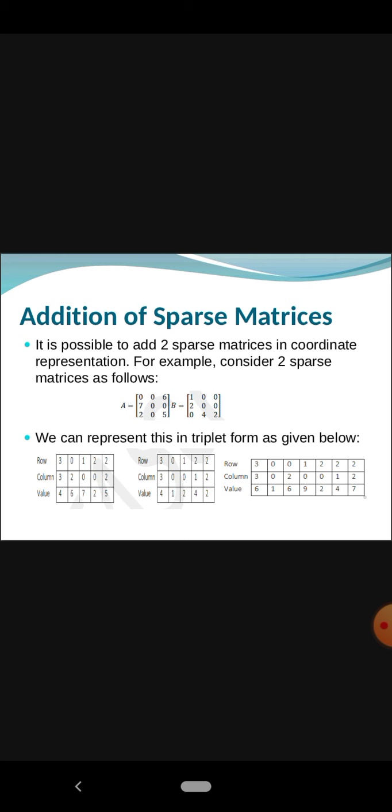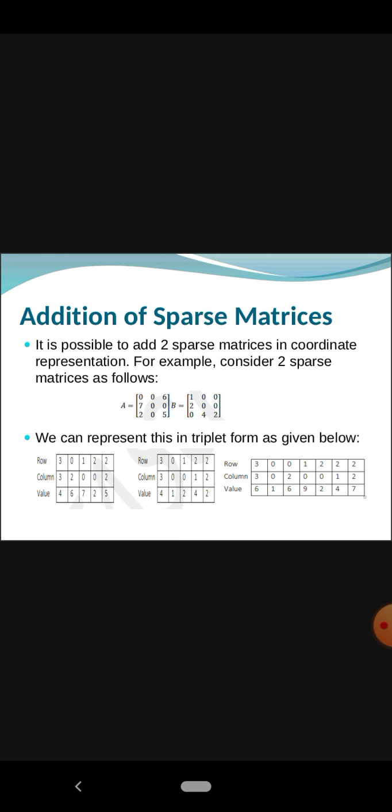Then when we add these two matrices, we compare both these rows. If both these rows are equal, then we will compare the first column and second column. And whichever one is smaller, we will consider that one first. So here 0, 0. Both these rows are same, so then we consider the column. In the first matrix, the column value is 2, and in the second representation the column value is 0. So we will consider that value. So we just write 0, 0, 1.